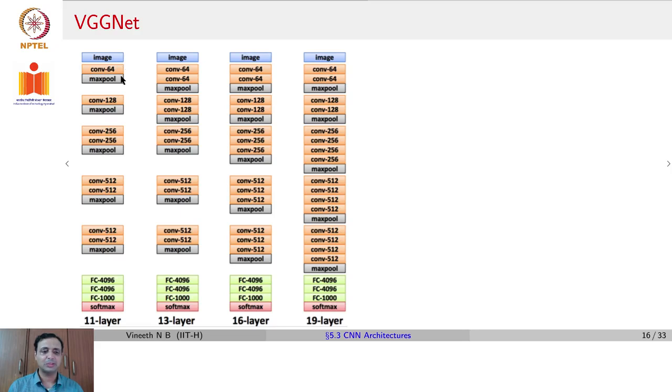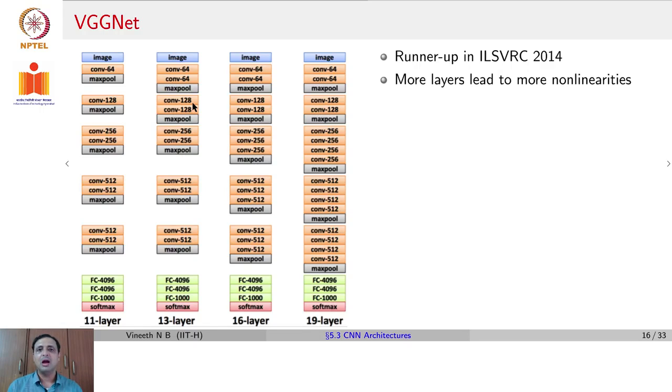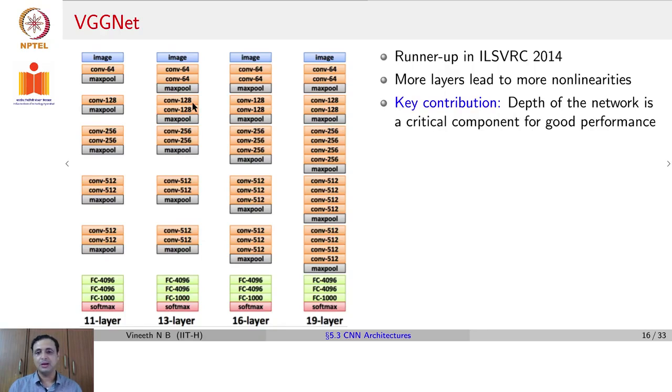You can see conv layers, max pool layers, conv layers, max pool layers, so on and so forth. And these 64, 128 denote the sizes that you have in these architectures. The interesting design philosophy that they had, so this architecture won the runner-up in the ImageNet challenge in 2014. And their philosophy was that by increasing the depth, you can model more nonlinearities in your function. And the key contribution was that depth is a critical component.